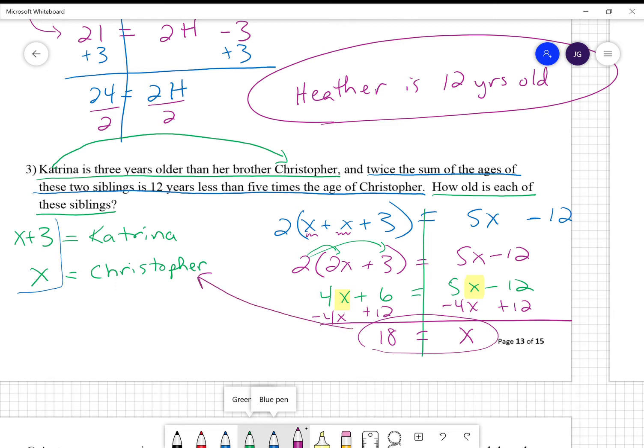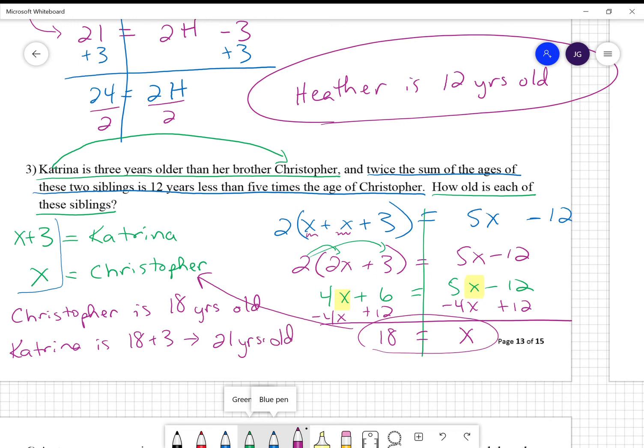Well, who's X? X is Christopher. If Christopher is 18, Katrina is 18 plus 3, 21. Okay. Next problem.